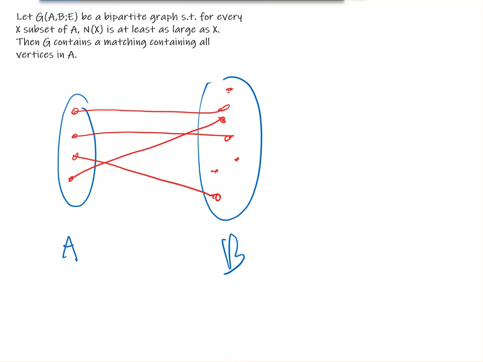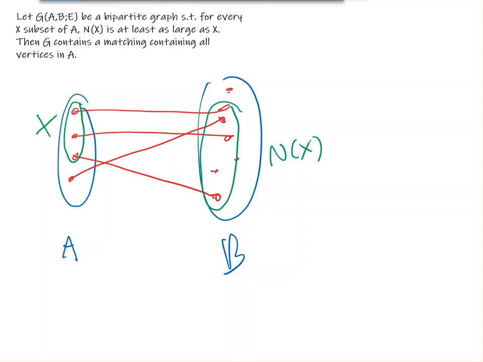I said necessary and sufficient condition. What is this condition? If I look at any subset X of the vertices in A, including a single vertex or all the vertices, and look at all the neighbors of these vertices, the neighborhood N of X has to be at least as large as the set X. This is a necessary condition.